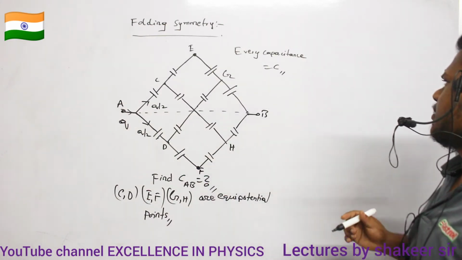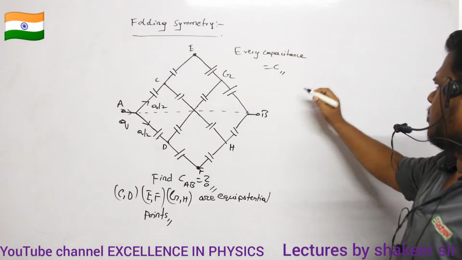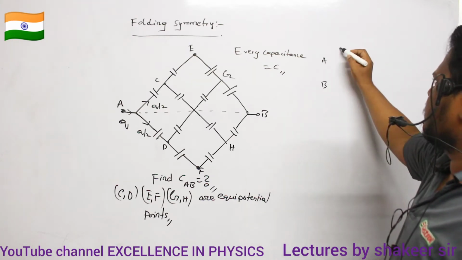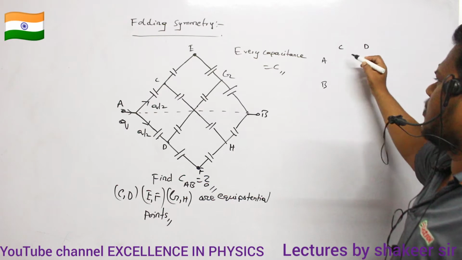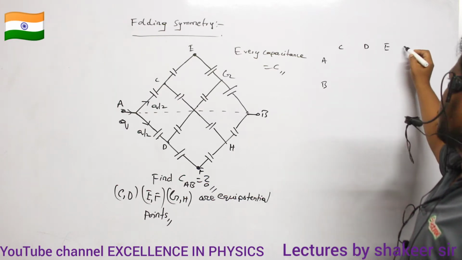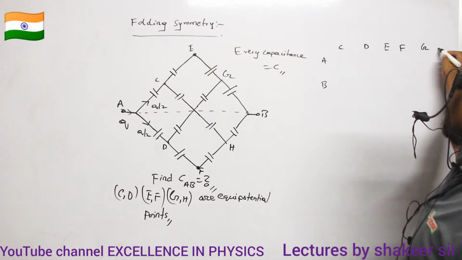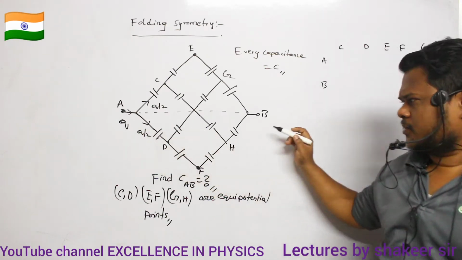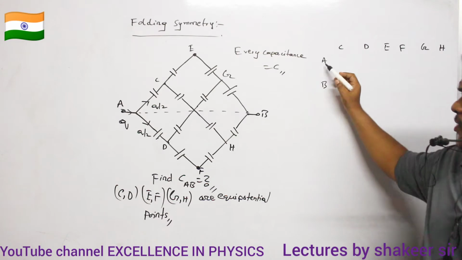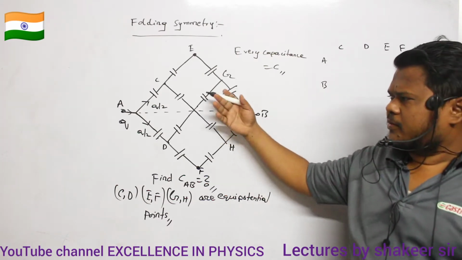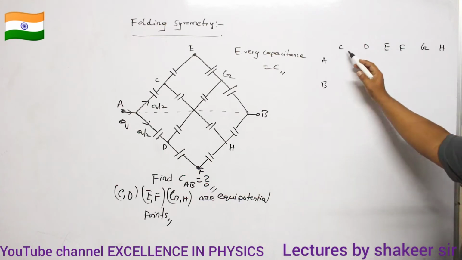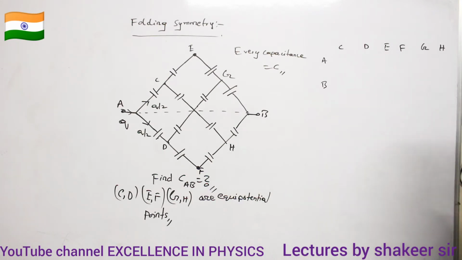Or you can find symmetrical points by one more method also. Let us see. I am taking terminal A and terminal B. We are supposed to calculate the capacitance between A and B only. Now you write all the remaining points which exist in this circuit: C, D, E, F, G and H. These are the remaining points.